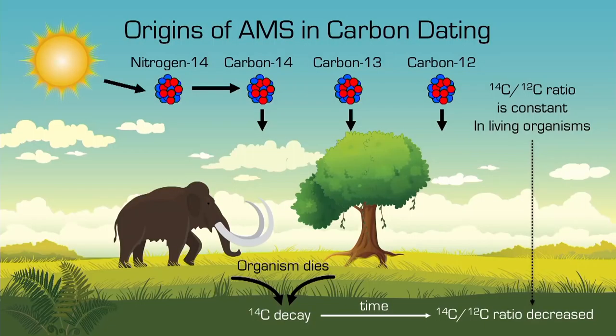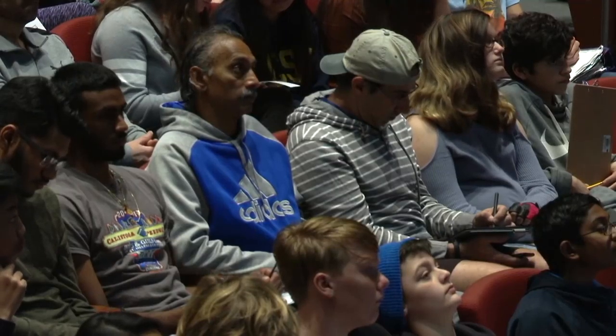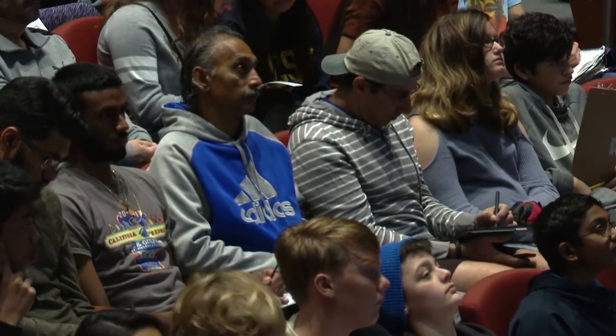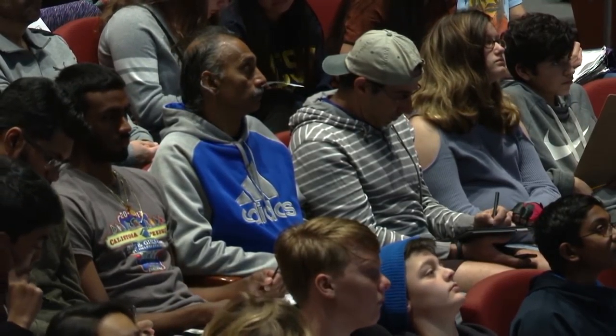But when you die and you start to decay, you're not absorbing it anymore. So it's a constant. But then the C14, because it's an unstable atom and it has that half-life, starts to decay. And as it decays, that C14 to C12 ratio changes. It's that change in ratio that you can back calculate to determine how old an organism is. And that's how we get carbon dating, and that's kind of how AMS was first developed.